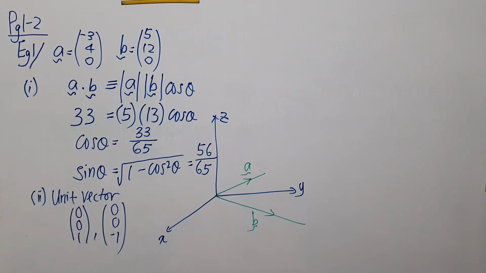The only difference is 0, 0, 1 is a vector that goes up. 0, 0, minus 1 is a vector that comes down. That's the only difference. And both of them are perpendicular to A and B.